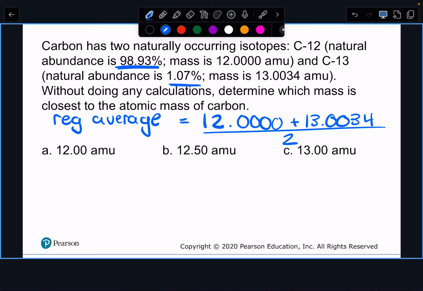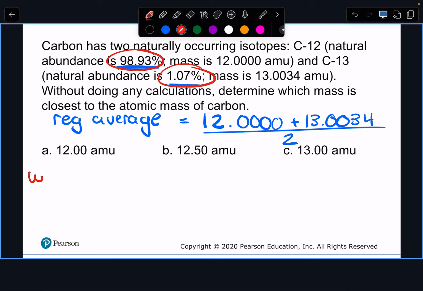When we look at the periodic table, though, the periodic table says 12.01, so that must not be the whole story. What we want to do is a weighted average, which accounts for the fact that these guys are not equal proportions. One has 98% or almost 99%, and one only has 1% contribution.